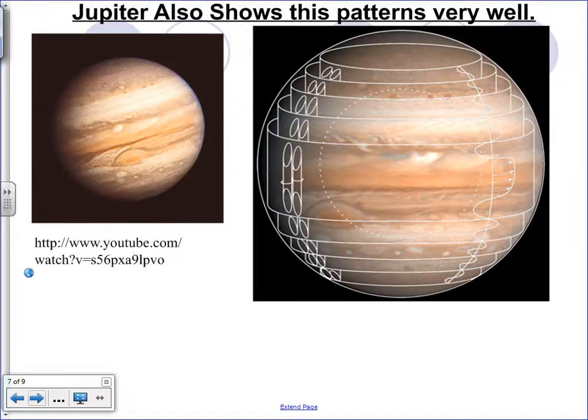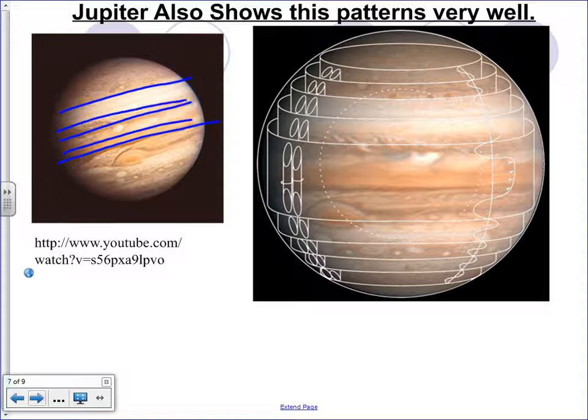All right. Okay, so just showing you a picture. I'll show you a video in a sec. You can see those bands on Jupiter really, really well. It's got way more than we do, right? Just because it's so much bigger, right?